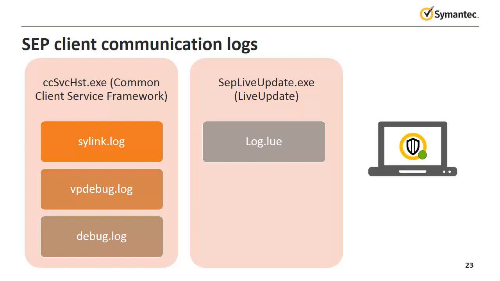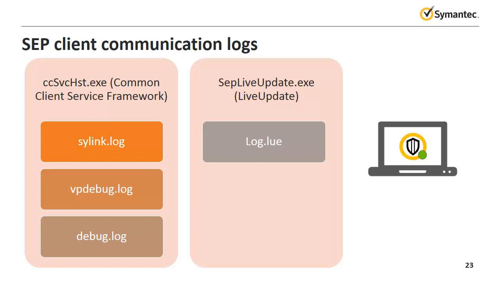ccservicehost.exe is the Common Client Service Host framework. It provides a multiple service hosting mechanism where separate service plugins use ccservicehost.exe to run. For example, the SEP master service is a service plugin module and runs as an instance of ccservicehost.exe. As a result, you'll see multiple instances of ccservicehost.exe running in Windows Task Manager.